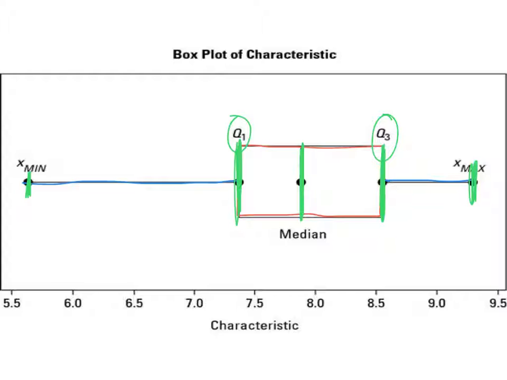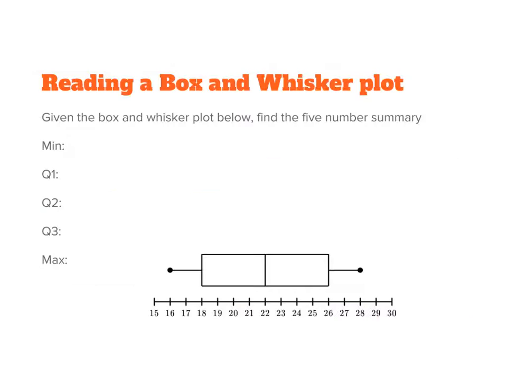To find the values of each one, you'll notice that they line up above a number line. So if we trace straight down, we should be able to find exactly where each value is. So we're going to start by reading a box and whisker plot. So given the box and whisker plot below, we're going to find the 5-number summary. So remember, from left to right, it goes min, Q1, Q2, Q3, and max.